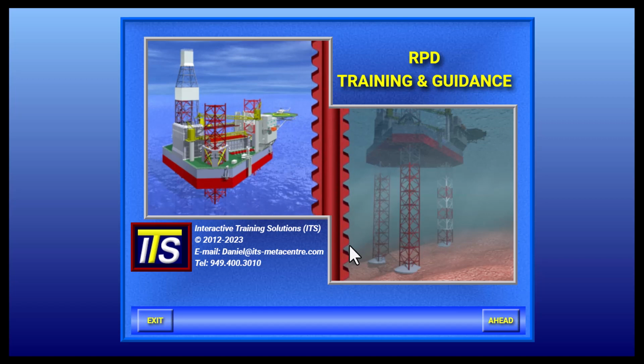The RPD training and guidance program displays its content through interactive 3D graphics visualization and animations. Where relevant, the program simulates real-life situations, like for example, setting the rig on location in areas with previous footprints. Furthermore, to become familiar with various control panels, the program uses unique interactive cross-referencing guides and simulations.